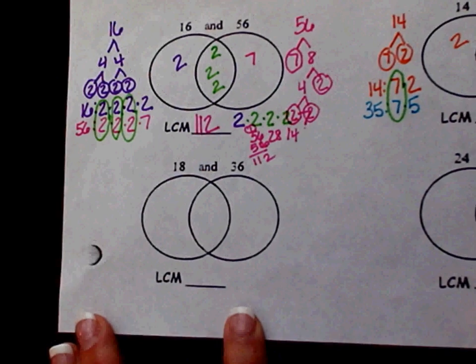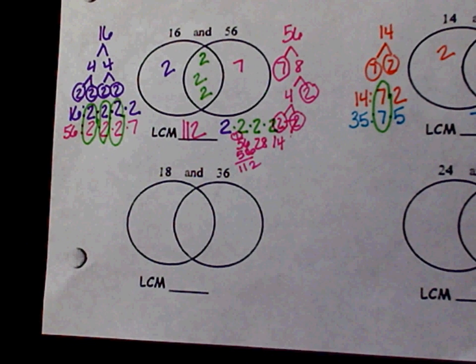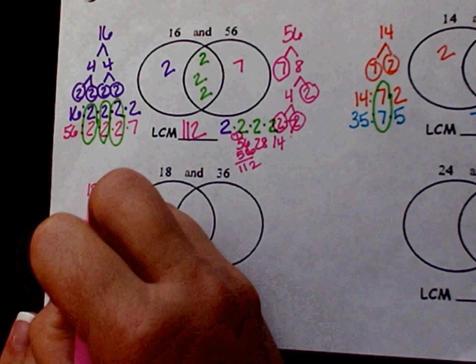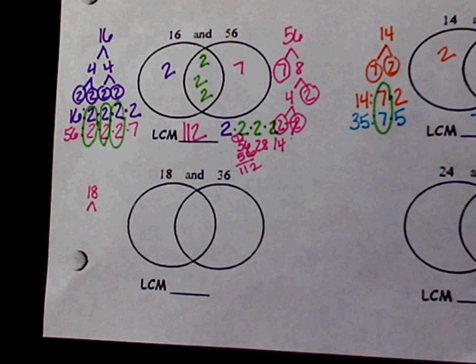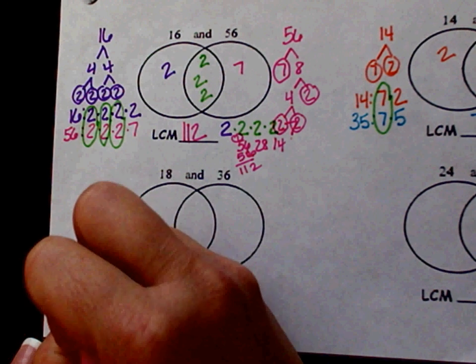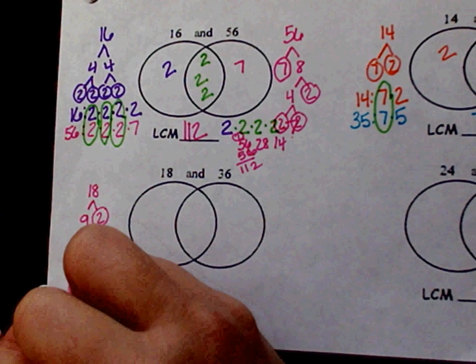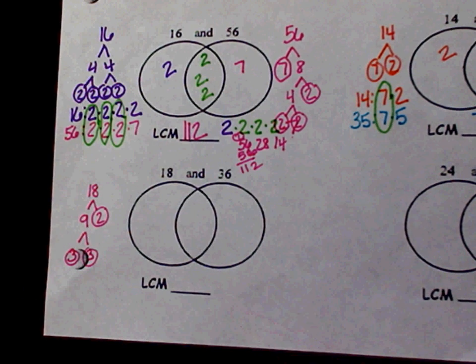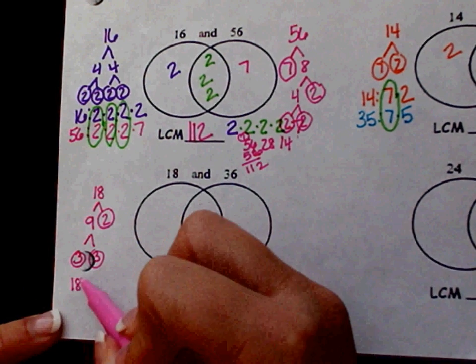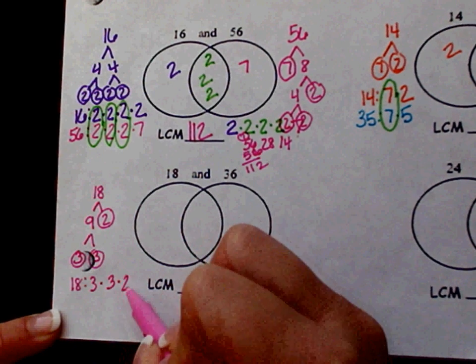Okay, try this one on your own. Pause the video, then come back and check with me. Okay, so you should try this one on your own. Again, we need to find the prime numbers of 18 with prime factorization. We can break down 18 with 9 and 2. 2 is prime. 9, 3, and 3. So for 18, we have 3 times 3 times 2.